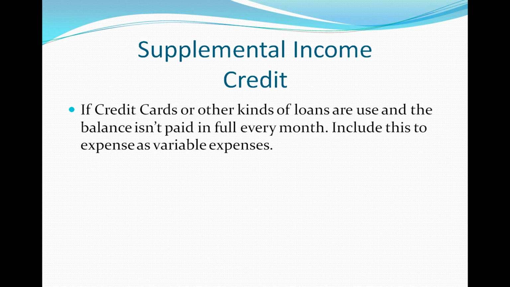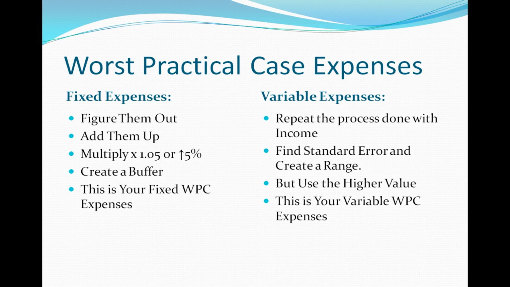And you're going to include this in your variable expenses. Now, once again, anything can happen in 3 months, but if we go back 3 months and I see a credit card bill that's about the same and is close to the limit, then that's an indication that you're using it for supplemental income.